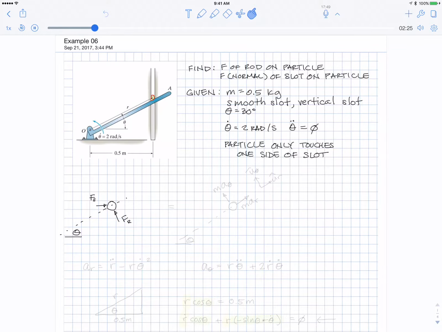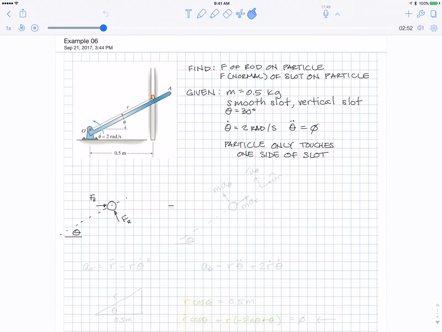Now if both sides could be touching, we would have this extra force in here. We'd have to call one F slot left, F slot right, and that would just get too complicated. So that's what we're going to do. We're going to say that the pin is touching the left side of the slot. If we get a negative for that force, that means the right side's touching. Okay, and so that is the free body diagram.